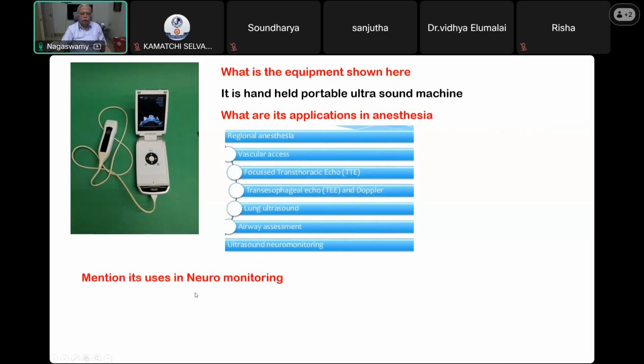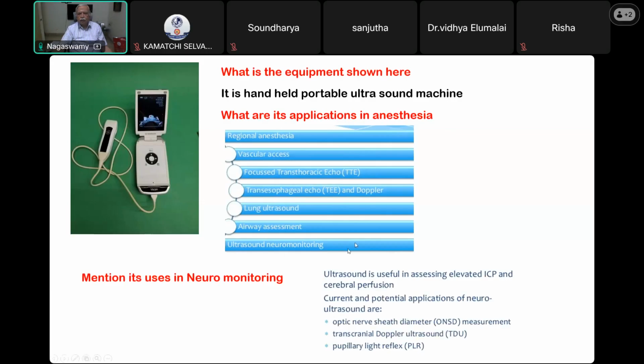What is its use in neuromonitoring? What's the ICP, sir? ICP is specific. Transcranial Doppler is a different thing. So it can be used for assessing elevated ICP and cerebral perfusion. Current potential applications are optic nerve sheath diameter measurement, which is an indirect measurement of the intracranial pressure.